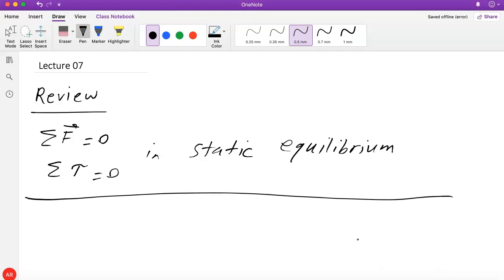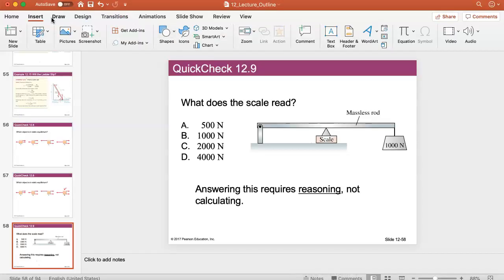So let's have a quick question just to refresh your mind about this, and then we'll switch gears and talk about a new topic. The topic for today is rolling without slipping. So we will be talking about a particular case where we have a combination of translation of motion of the center of mass and rotation. And we talk about the geometric constraints on this and try to get more practice. All right, so here's a quick question.